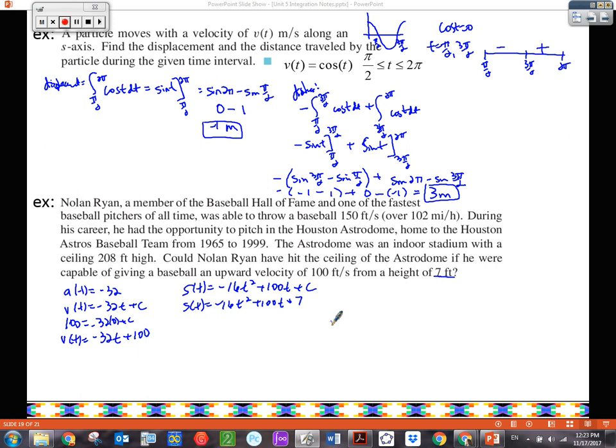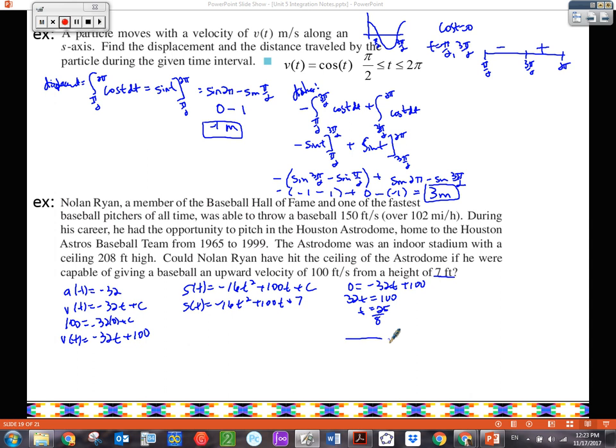So we need to know if he can throw the ball 208 feet high. We really need to know a maximum, don't we? We need a maximum. So how do we find maximums in calculus? Yep, we take the derivative and set it equal to 0. We need to find the maximum time. If I knew the time that it was at its maximum, I could figure out the height that it was at its maximum, right? So I'm going to take my derivative: 0 equals negative 32t plus 100. So I have 32t equals 100. I solve, and I get 25/8.